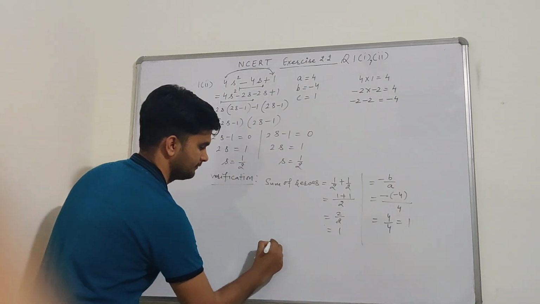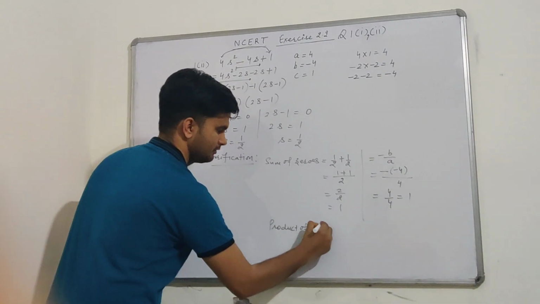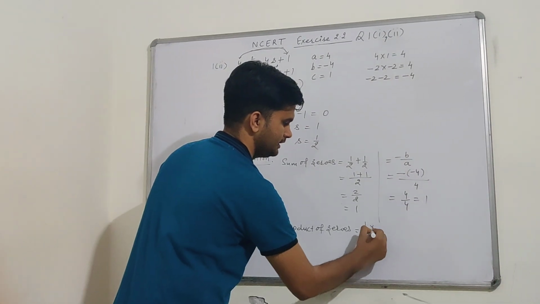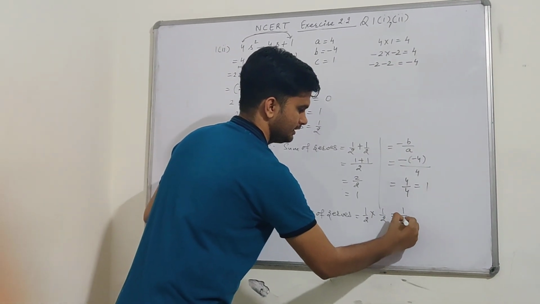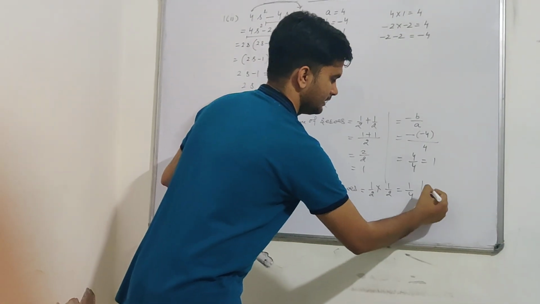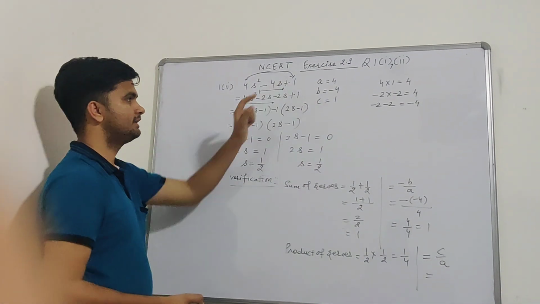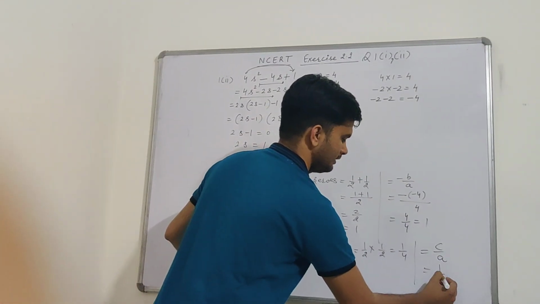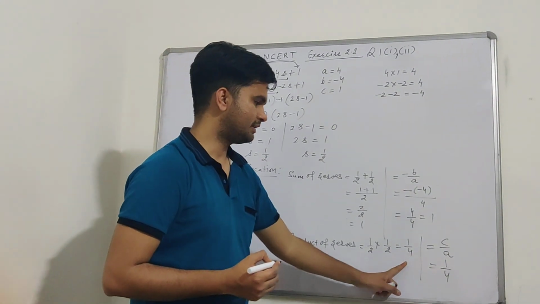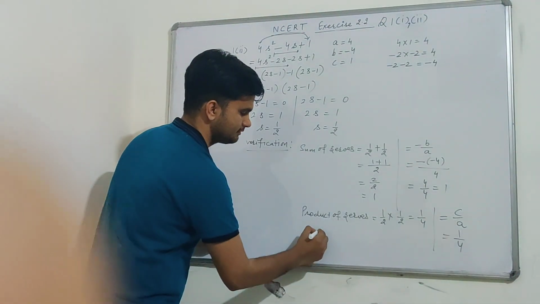Then come to product of zeros. 1 by 2 into 1 by 2 is equal to 1 by 4. c over a, and what is c here? 1 and a is 4. So product of zeros is 1 by 4, and here also 1 by 4. Hence product of zeros is verified.